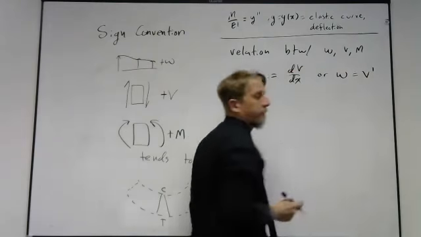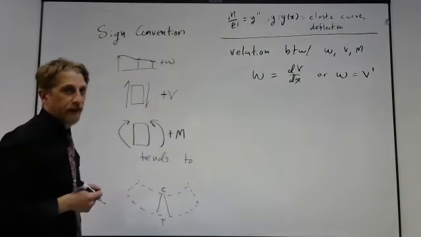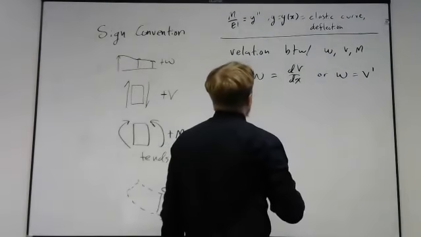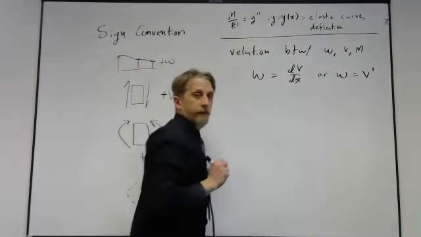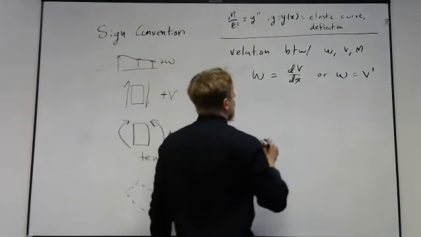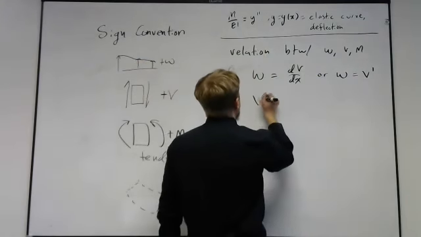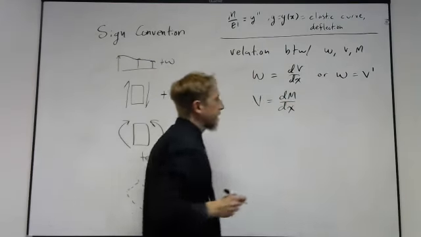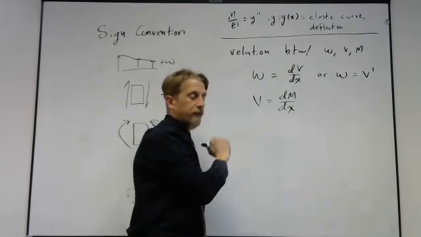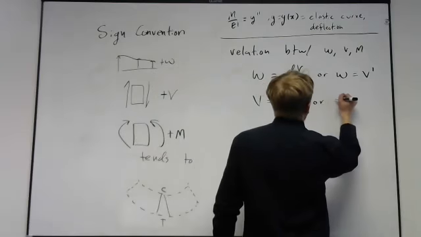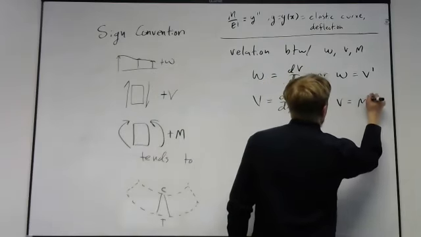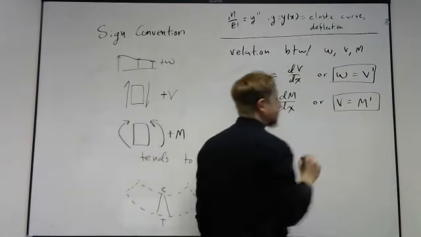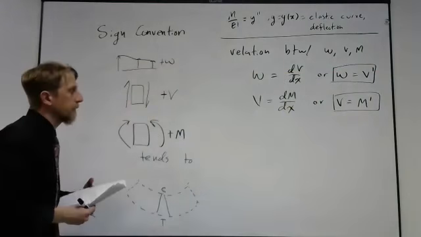I'll just call it V prime. V is only a function of one variable X, so prime indicates first order derivative. Your double prime is second order derivative. And V is dM/dx. V is the slope of M. Two useful equations.